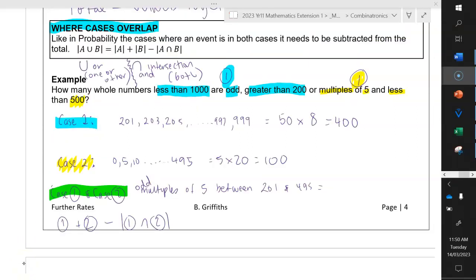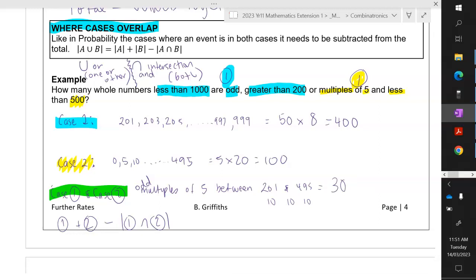So I've created a green category down here, and that's numbers that fall into case 1 and case 2. And this would be numbers that are odd, multiples of 5, and between 201 or 200 and 495 or 500. Just pop those two values in there. So we're basically saying that between 200 and 300, there's 20 numbers that are multiples of 5, but only 10 that are odd. Between 300 and 400, there's another 10, and 400 and 500, there's another 10. So we've got 30 numbers that fall into both categories.